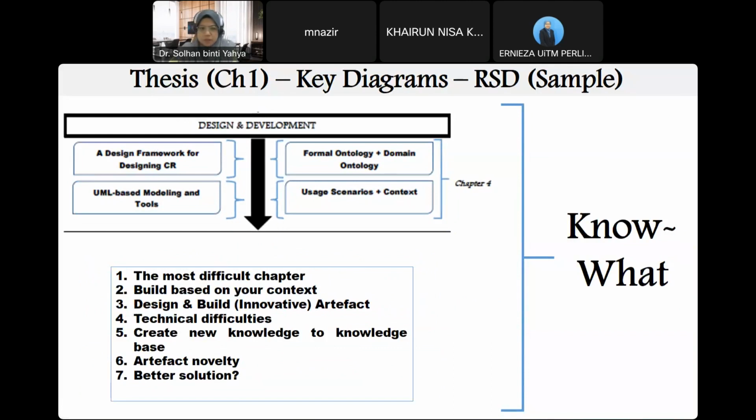Okay, they organize to the phases of the design science research, and then during design and development, this is the most difficult chapter, built based on your context. Design a big innovative artifact. Technical difficulty exists in this chapter. Create new knowledge to knowledge base. Need to observe. Artifact novelty will be produced from this chapter, and then you will need to justify and claim you have a better solution coming out from this chapter 4.